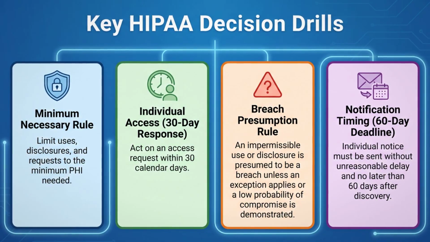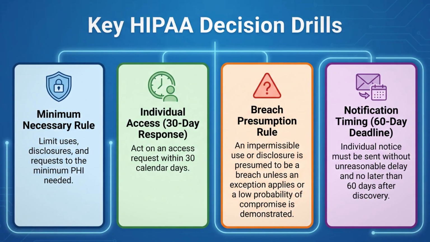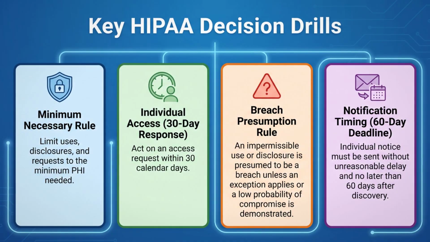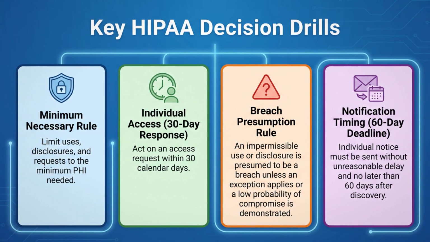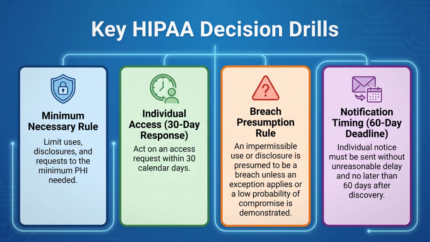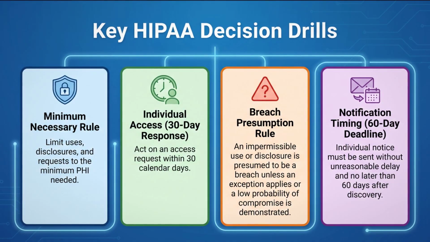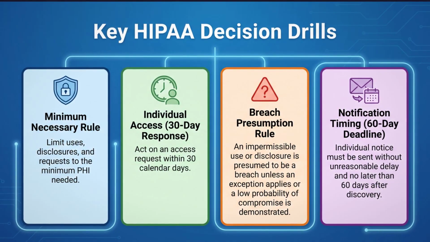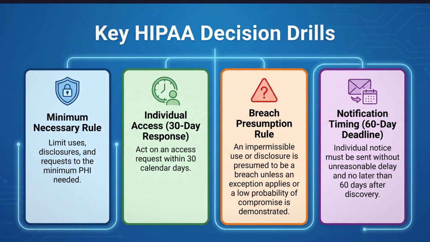Focus on core concepts that frequently appear in scenarios. These include the minimum necessary principle for PHI, the 30-day timeline for acting on an individual's access request, and the breach presumption rule, which assumes an impermissible disclosure is a breach unless proven otherwise. Also, master notification timing. Individuals must be notified without unreasonable delay and no later than 60 days after discovery of a breach.